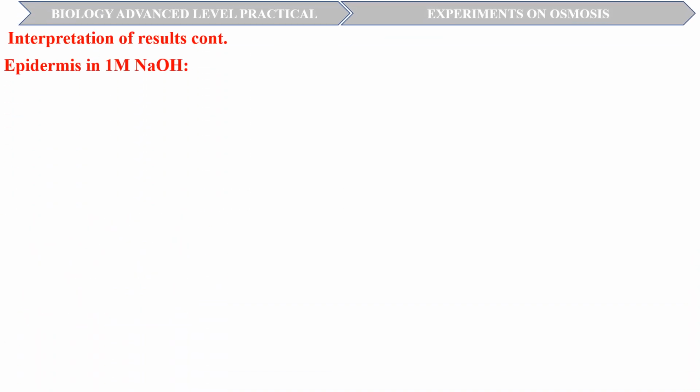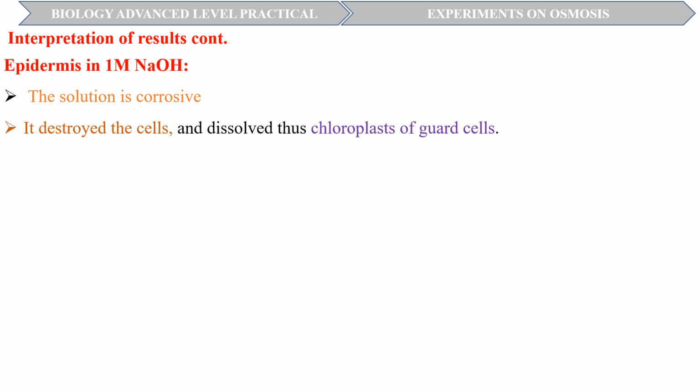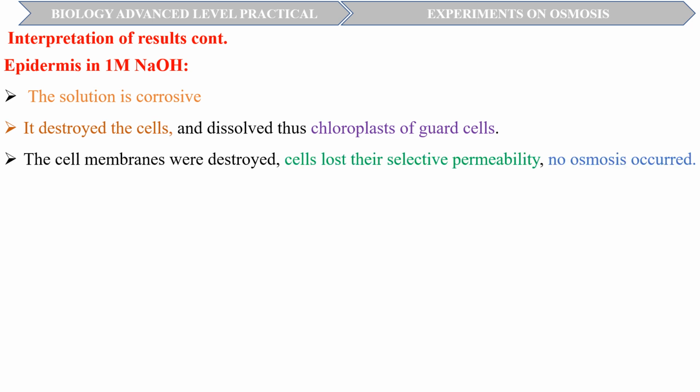For the 1 molar sodium hydroxide solution, the solution is corrosive. It thus killed the cells, destroying the cell membrane and dissolving the chloroplasts of guard cells. The cells lost their selective permeability due to denaturation of the cell membrane and its transporters, thus no osmosis occurred. This setup served as the control as the cells were killed, and no evidence of osmosis was observed.